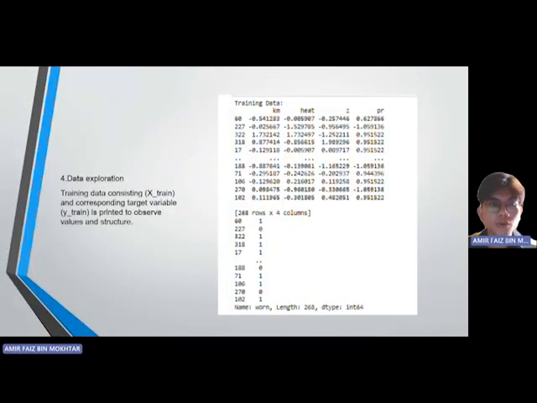And then data exploration. The training data consisting of X-train and the corresponding target variable Y-train is printed to observe values and structure. As you can see, we have 4 columns, which are KM, heat, Z, PR. PR is basically whether the breadpath is 1 or not 1, and we will round off the values. As you can see, the value for breadpath 16 is 0.627866, and we round off the value to 1. And for the negative value, we will round off the value to 0.